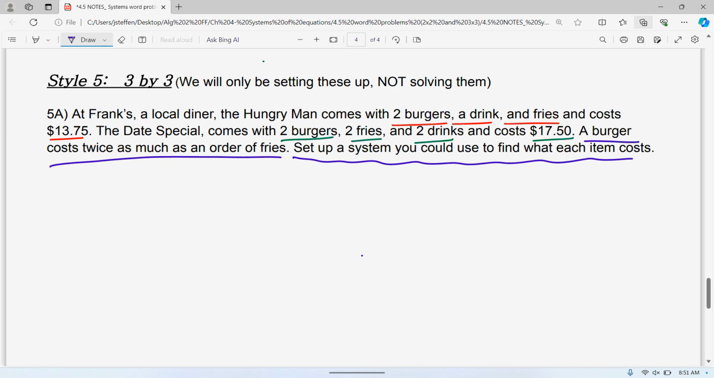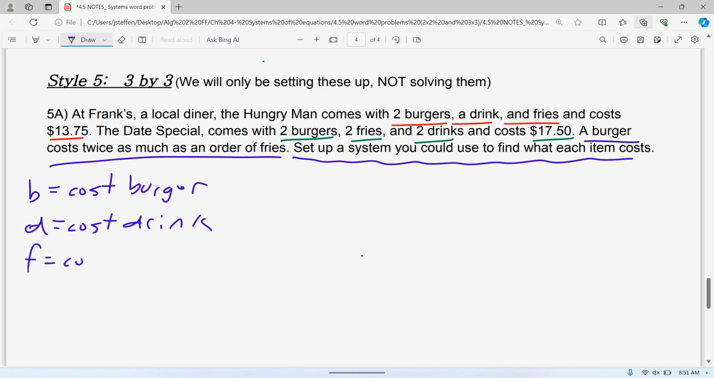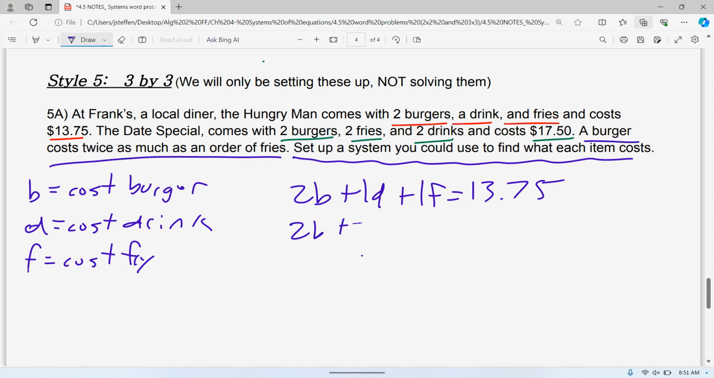So obviously we have here D is the cost of a drink, B is the cost of a burger, and F is the cost of fries. You just set it up like we did before. 2 burgers plus 1 drink plus 1 fry is $13.75. We've done that before. That's not too bad. The next one, same thing. 2 burgers, 2 fries, plus 2 drinks, $17.50.